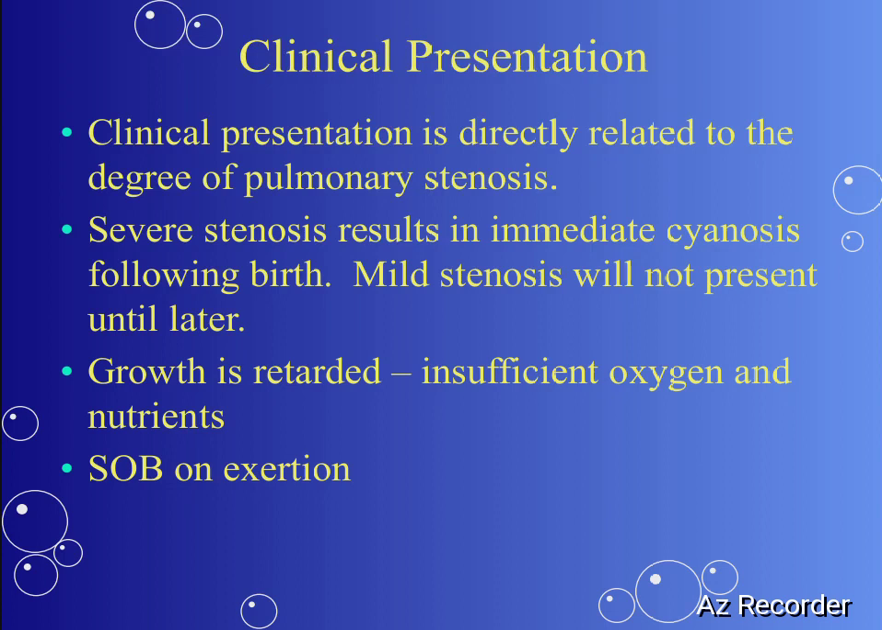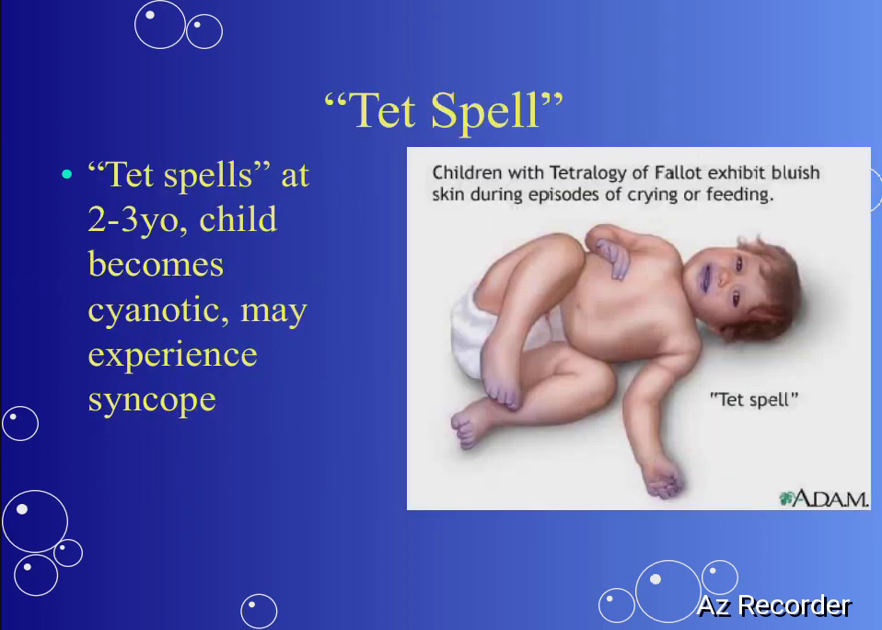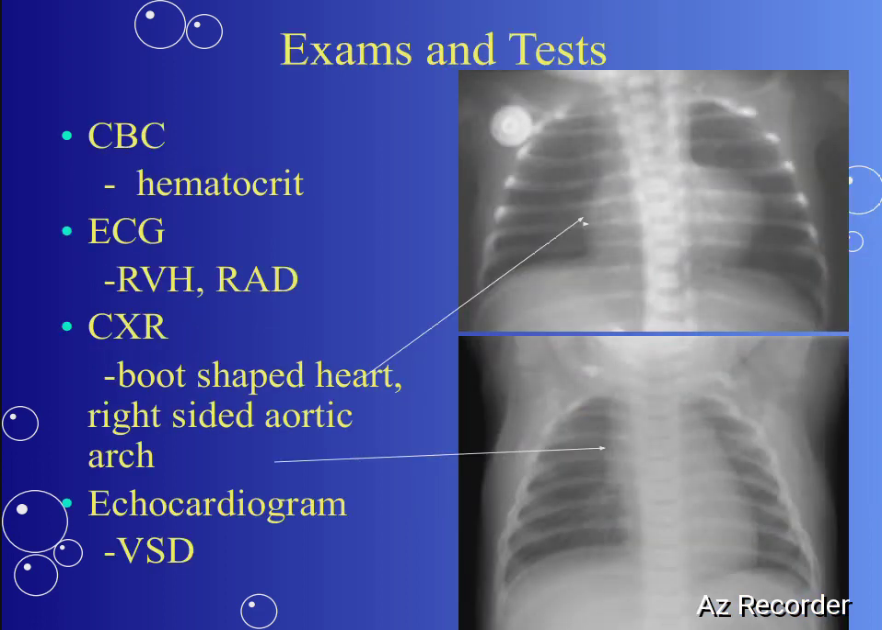Mild stenosis will not present until later. Growth is retarded, with insufficient oxygen and nutrients, and shortness of breath on exertion. Tet spells: at 2 to 3 years old, the child becomes cyanotic and may experience a syncope. Exams and tests include CBC and hematocrit, ECG showing RVH, and radiograph.